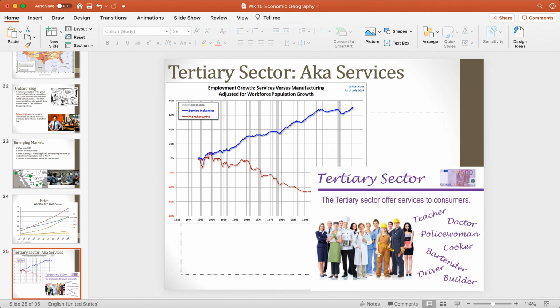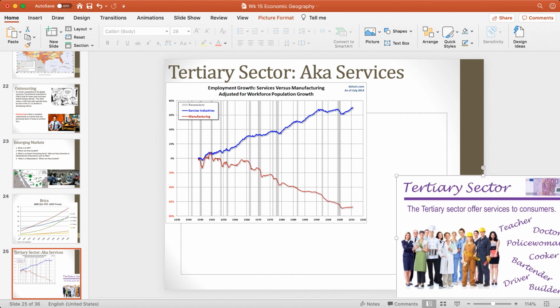So this leads us to the tertiary sector, aka services. Again, here we start to see the service sector really take off. Hold on, let's move this out of the way. And then manufacturing jobs really start to decline. And here's where it's kind of hot. Well, I guess it's highest right after the war, and then right here in the late 60s, early 70s.